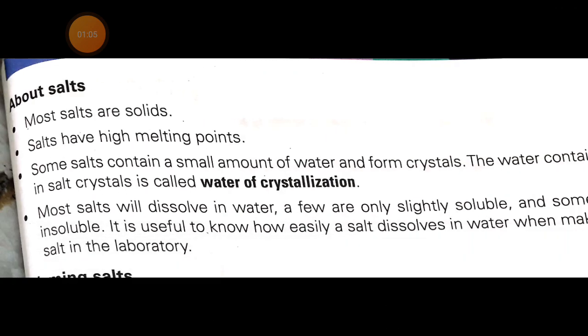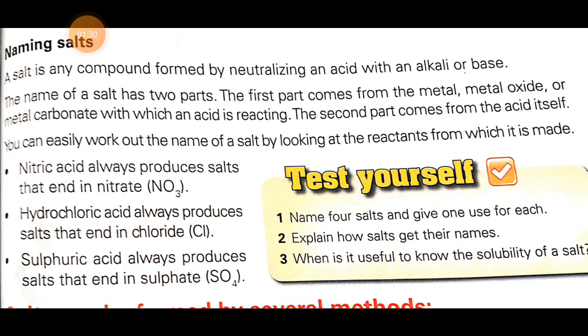Okay class, after that we discussed that they are in the solid state and they have high melting and boiling points. Why? Because they have strong forces of attraction between their particles, and they form salts by the process of crystallization. And we have discussed how we can name different types of salt. For example, nitric acid always produces salts that end in nitrate, and hydrochloric acid always produces salts that end in chloride.